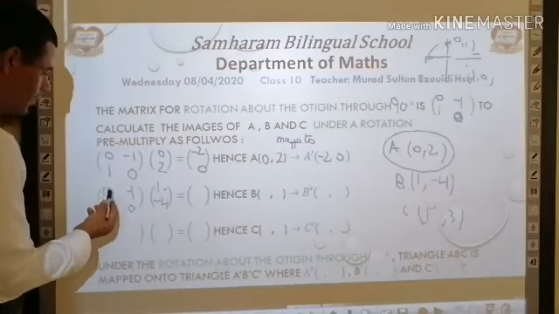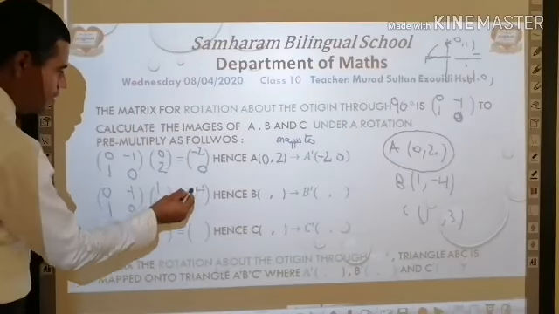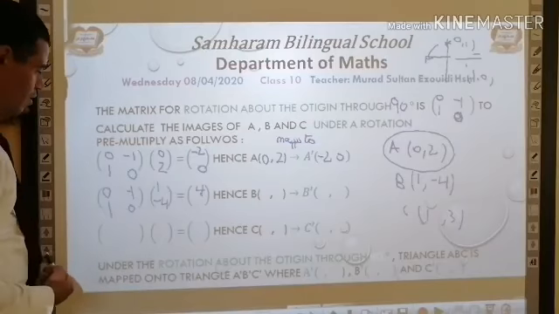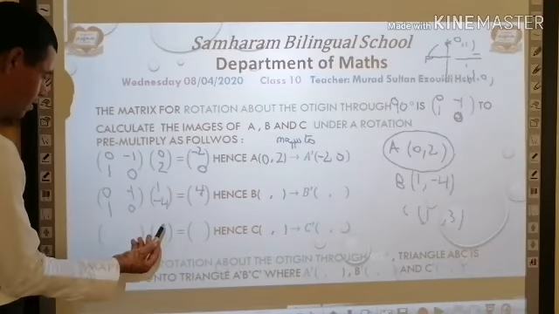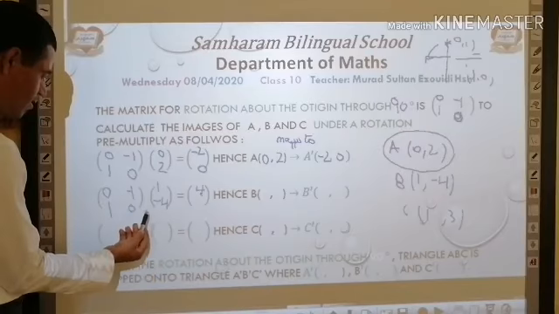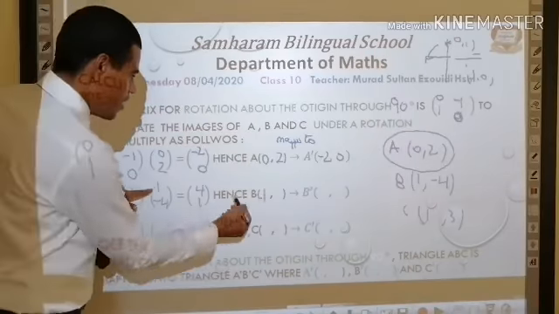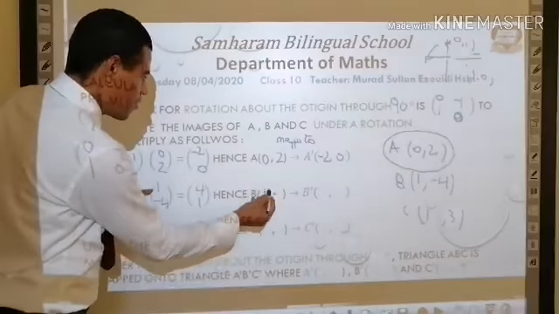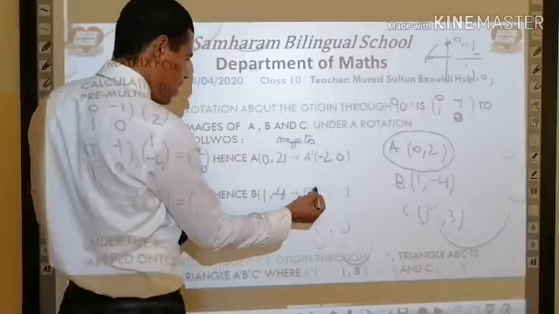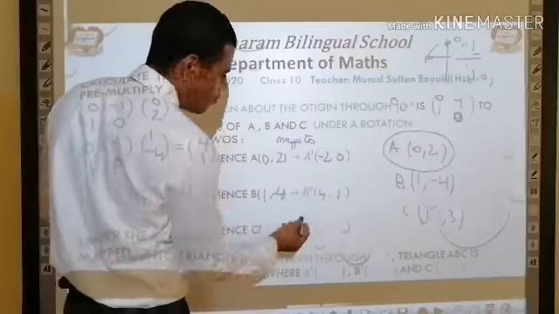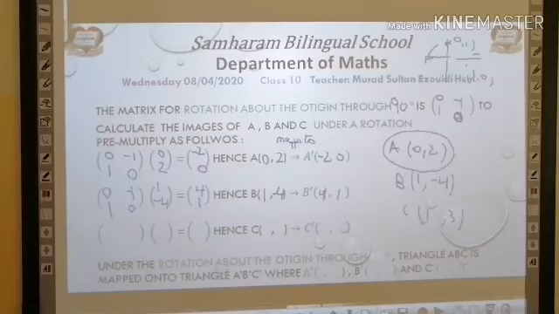Just multiply. 0 by 1 is 0. Then negative 1 multiplied by negative 4 is 4, my kids. 1 multiplied by 1 is 1, plus 0 multiplied by negative 4 is 0. 1 plus 0 is 1. Good boy. So B of coordinates 1, negative 4 maps to B prime, which is 4, 1.